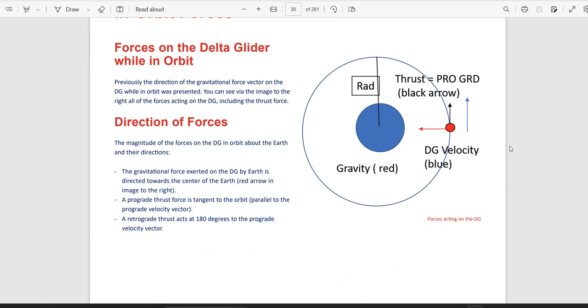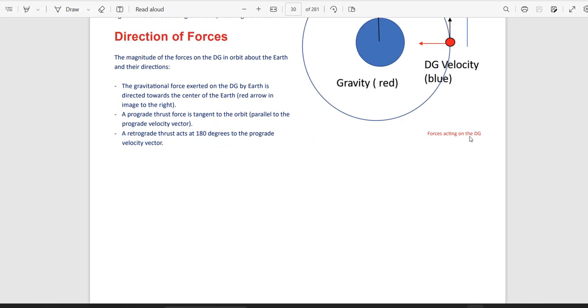So previously I talked about the gravitational force. So again, the gravitational force direction is between the Delta Glider and Earth. Then you also have something called the prograde thrust. So when you provide a thrust to the Delta Glider, it will be in this direction, in the direction of travel. And a retrograde thrust is at 180 degrees to that, so it's in the opposite direction.